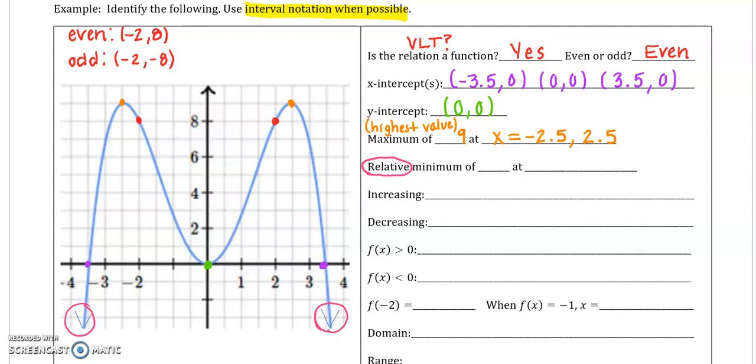When they say the word relative, they're specifically looking at a section of your graph. So looking at this portion of our graph, what would the minimum be? Okay, so again, we're ignoring that this graph continues downwards. The lowest point in our graph is going to be right here at the origin at 0. Okay, so the minimum is going to have a y value of 0 when x equals 0.